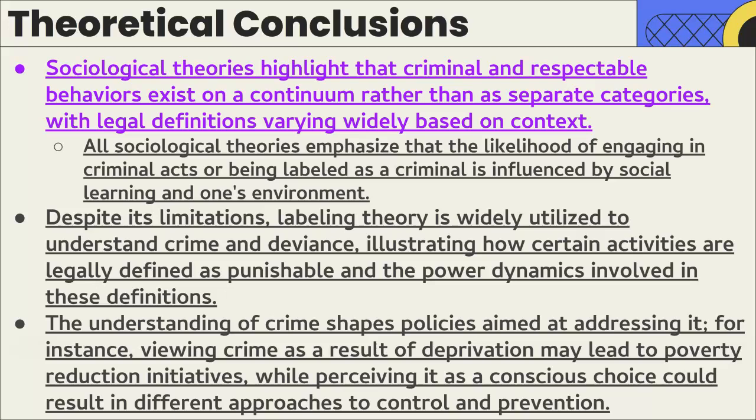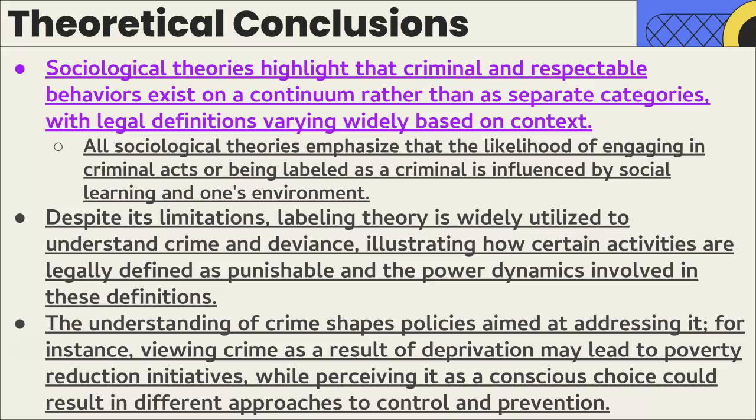Whether someone engages in a criminal act or comes to be regarded as a criminal is influenced by social learning and social surroundings. In spite of its deficiencies, labeling theory is perhaps the most widely used approach to understanding crime and deviant behavior, and it explains how some activities become defined in the law as punishable and the power relationships that form such definitions, and the circumstances in which particular individuals fall afoul of the law.